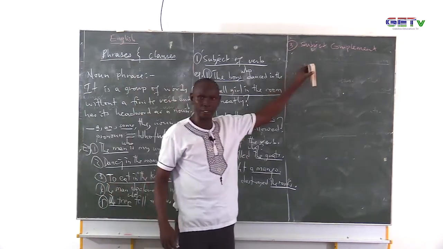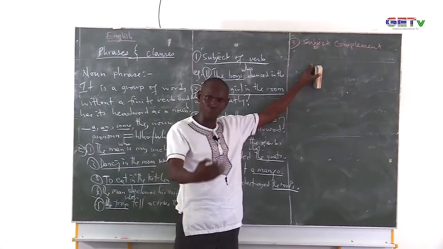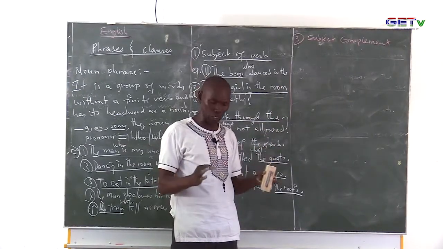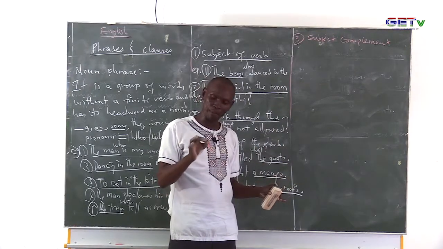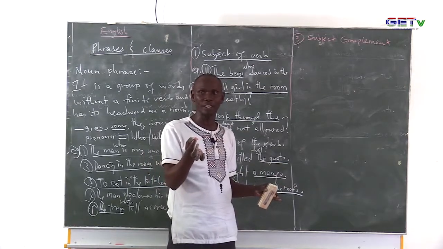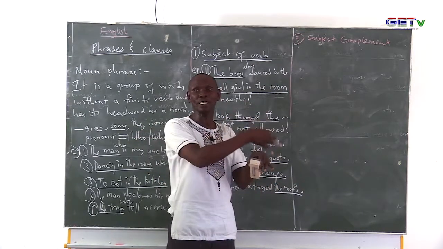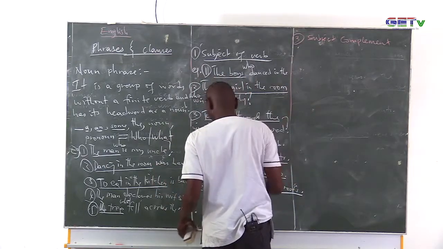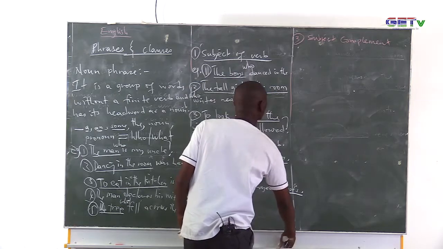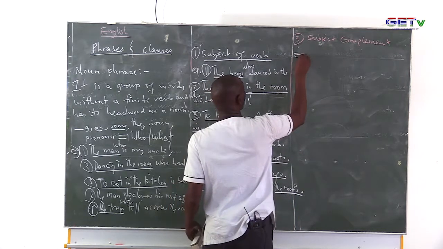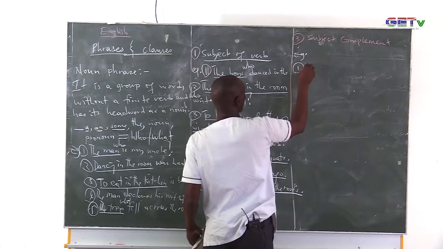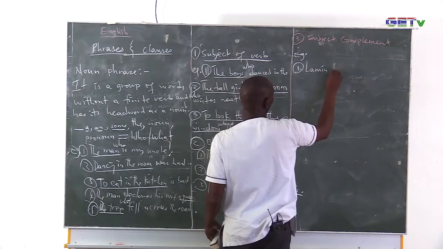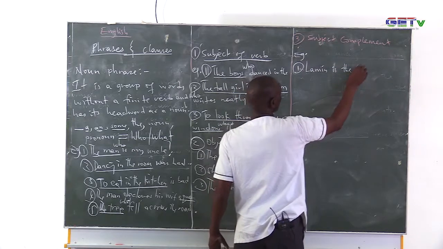When the noun phrase is the same thing as the subject, then it is complementing the subject. And the rule is very simple. Usually, when you have the subject, before the noun, if there's a linking verb, then you know that phrase is complementing the subject, as we'll come to see here now. Example one, if I say, Lamin is the teacher.